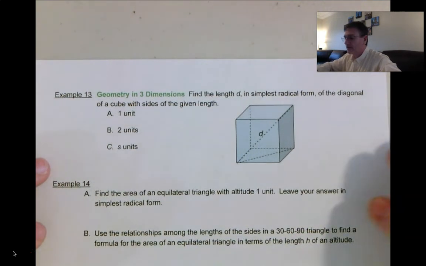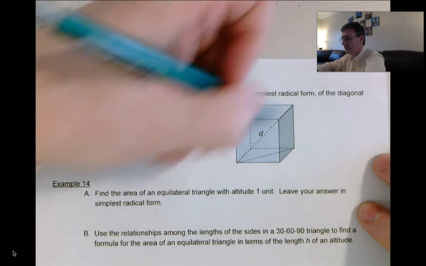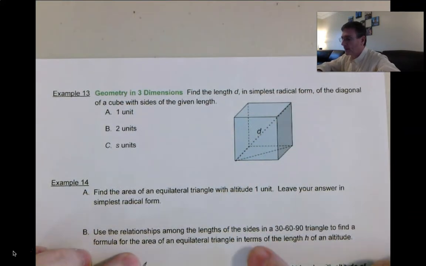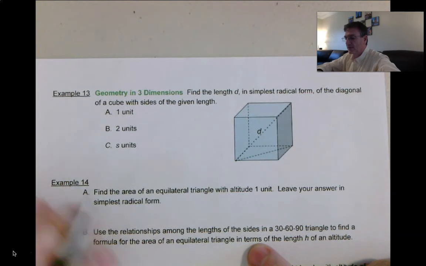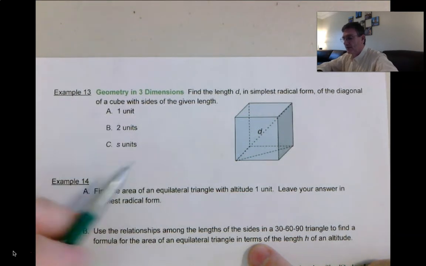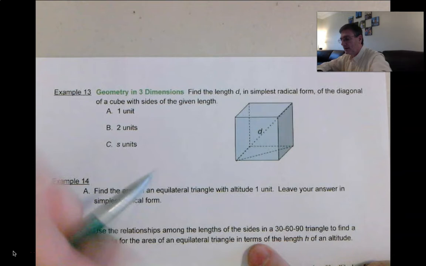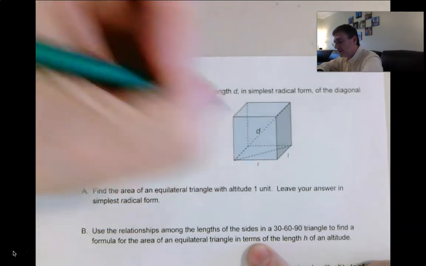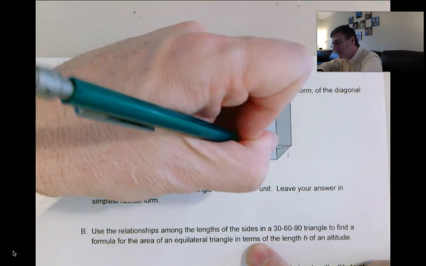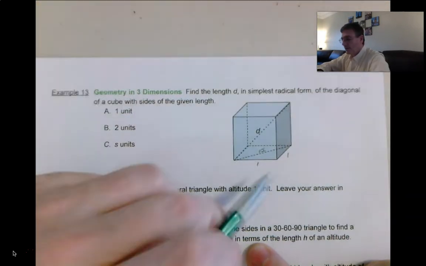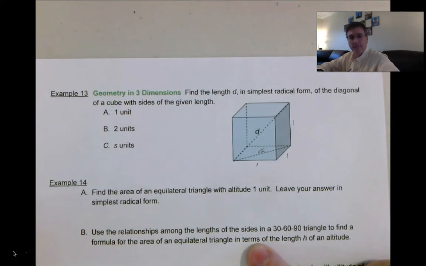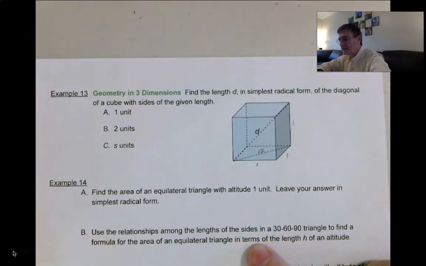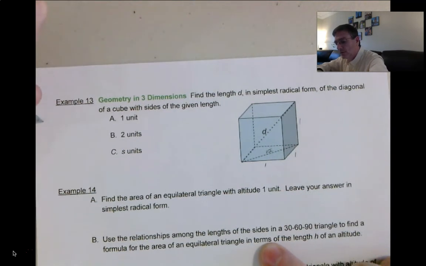Find the length D that goes from the bottom left corner to the top right corner in simplest radical form, the diagonal of the cube with sides given. So if each side is 1 by 1 by 1, then this diagonal in the bottom of the cube here is square root 2. This is square root 2. This is a 1. Then Pythagorean theorem is going to get us D. So we'll do that one over here.